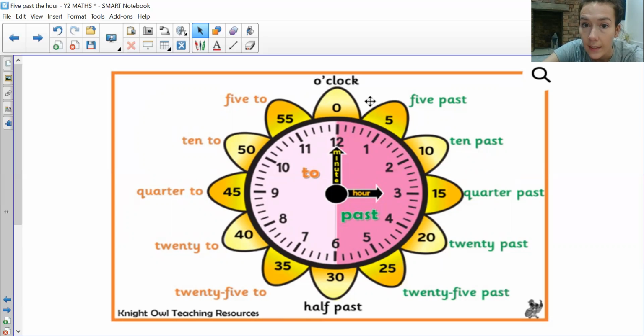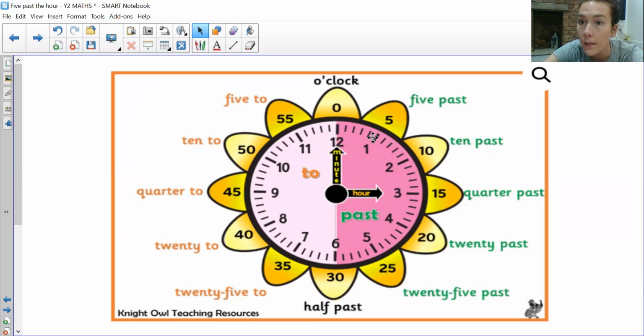Your clock face is split up into hours and it's also split up into minutes. Like we've previously touched on, each section between each hour is worth 5 minutes. So this shows it really nicely. It's almost a bit like a flower. You've got your hours, but it does also show your minutes.